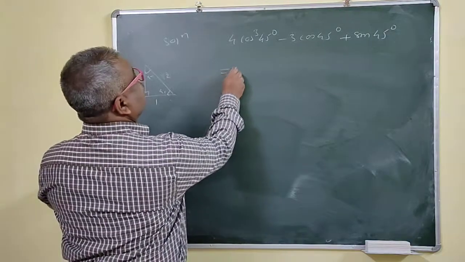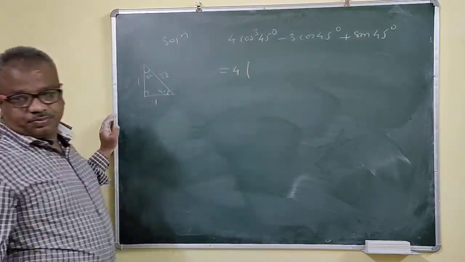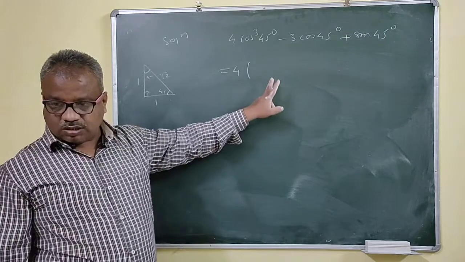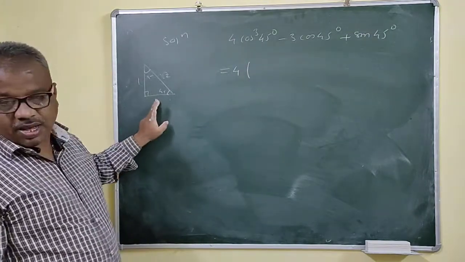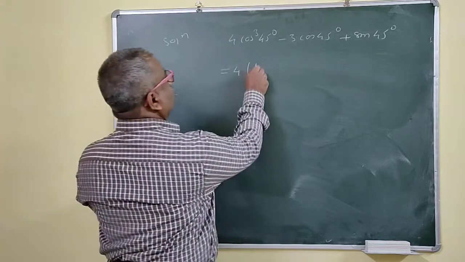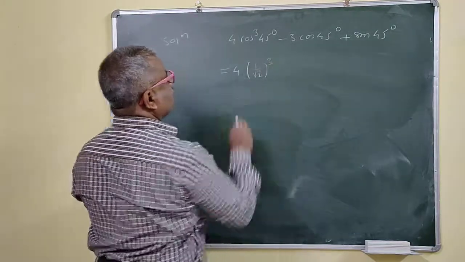Just write the equal sign here. Now cos cube, that means first find the value of cos 45 and take its cube. So cos 45 is 1 by root 2. So write 1 by root 2 and then take the cube of that one.